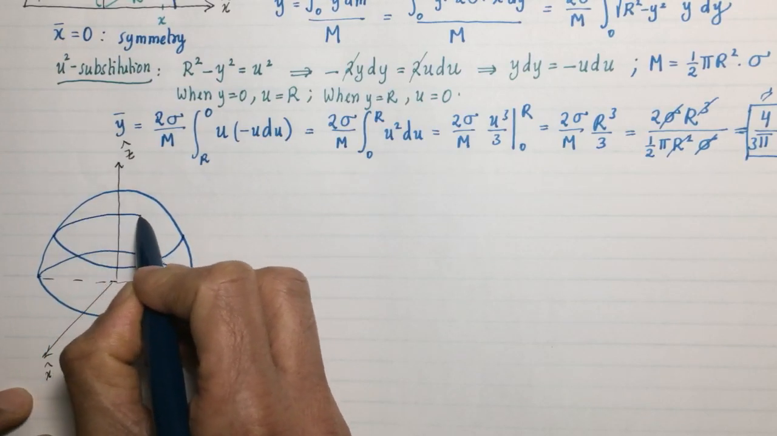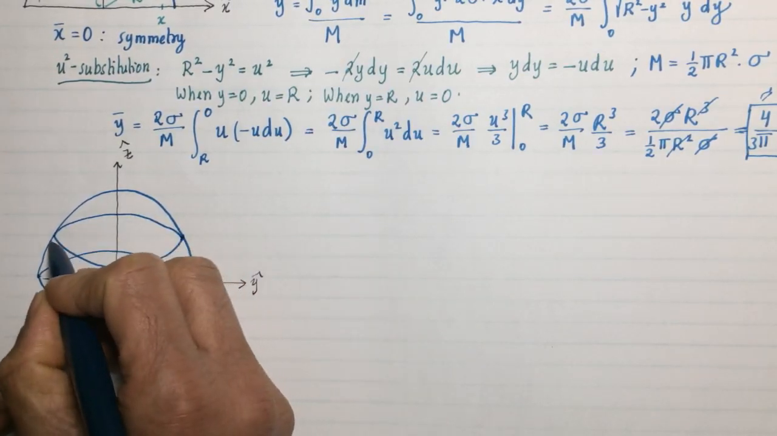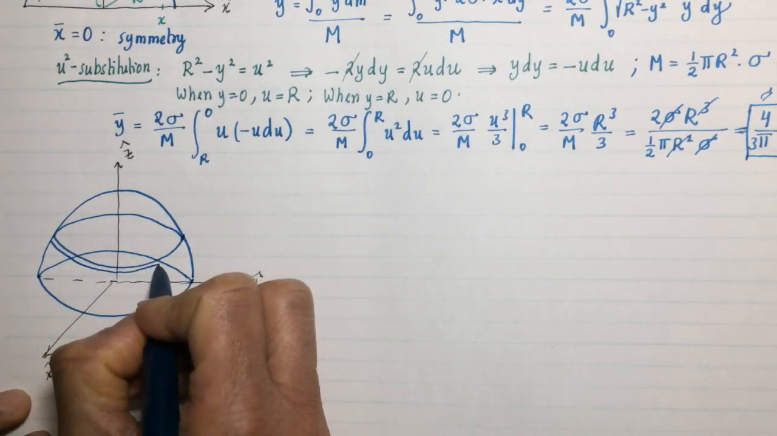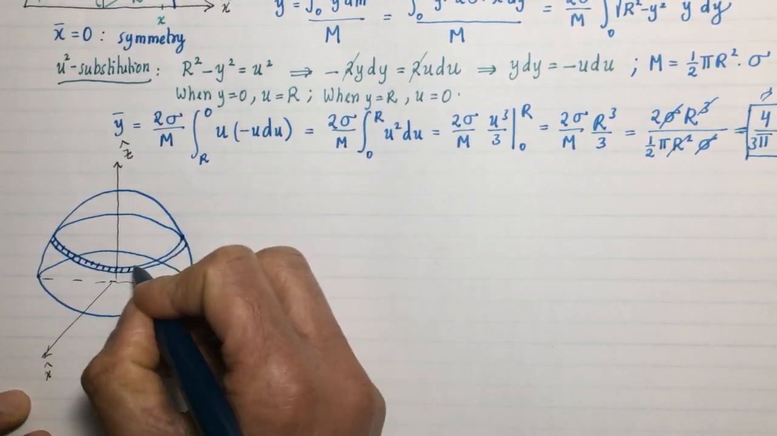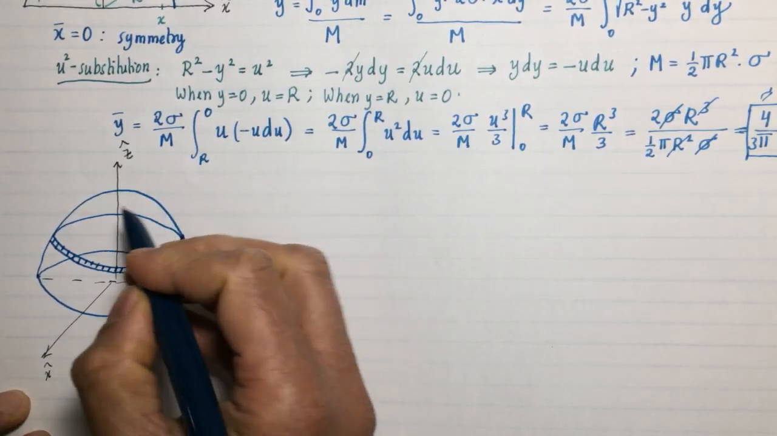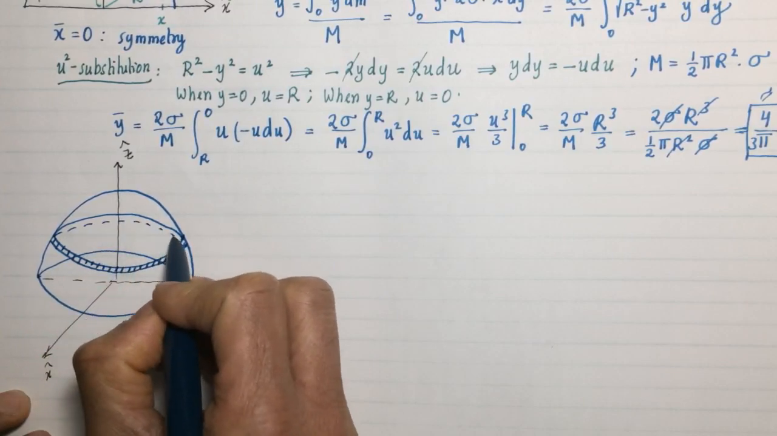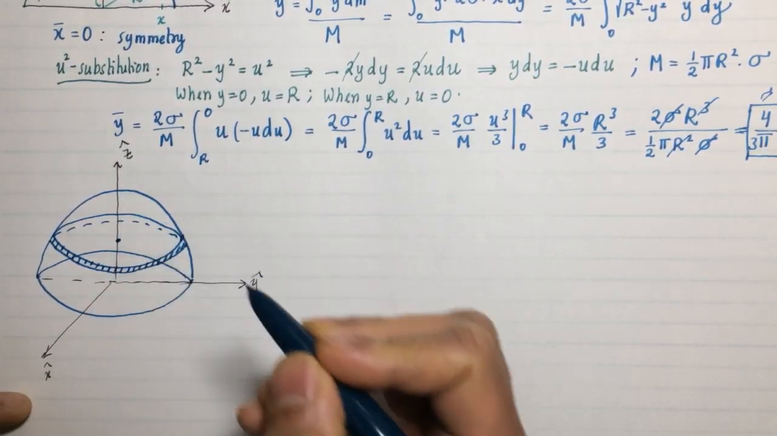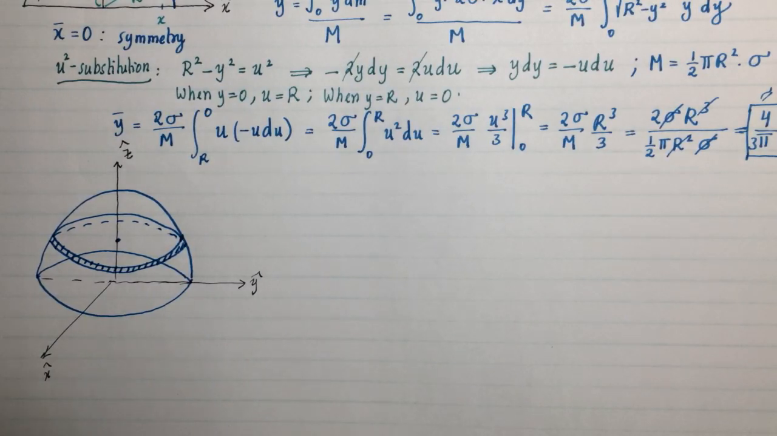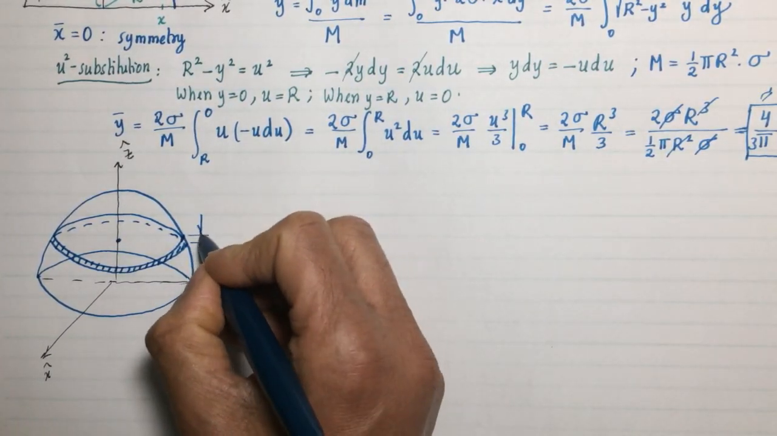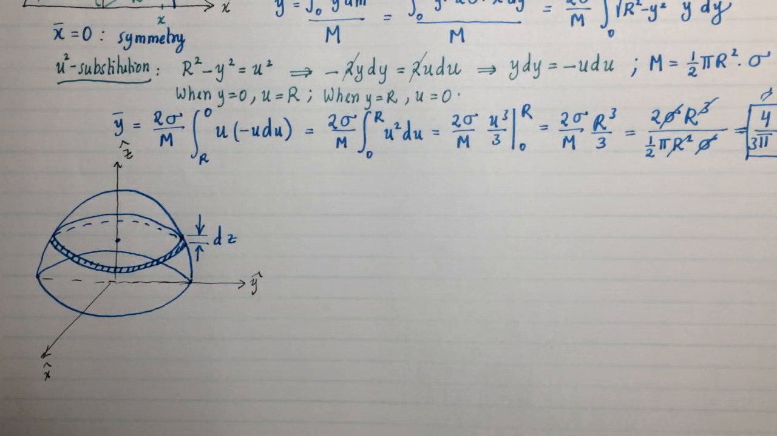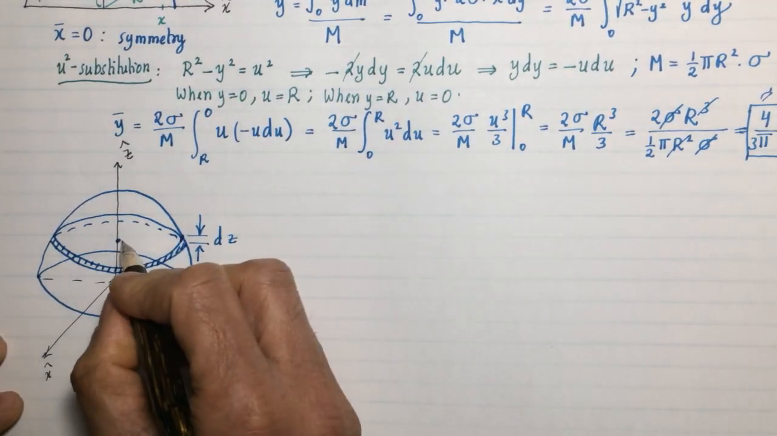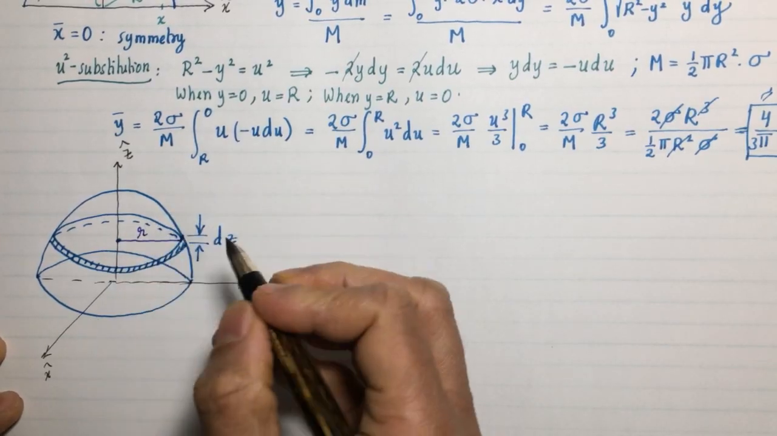Now again, if you were a die-hard multivariable person, you'll probably use three-dimensional integration, but we're not that crazy. So what we'll do is choose an element that's complicated, then your integration will be simpler. And so this element is the disk of width dz, and let's call the radius of the disk little r.